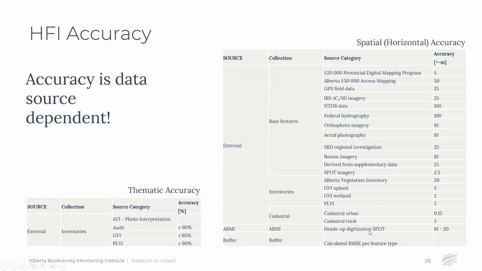Now, for our heads-up digitization, we have to refer to the accuracies of the image itself. So even with very thorough digitization, following each vertex by vertex at the scale of 5,000, which is standard for digitization, we cannot be higher in accuracy than the image itself. And when we know that the image, which is a SPOT satellite scene, has an accuracy of plus or minus 10, or plus or minus 20 meters, that's what our polygon is going to be.